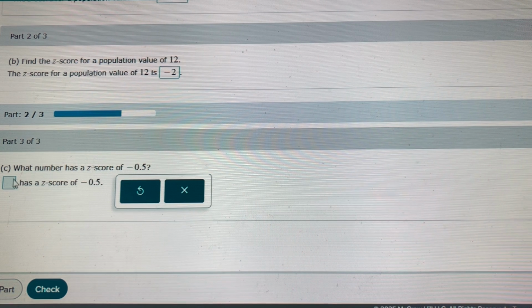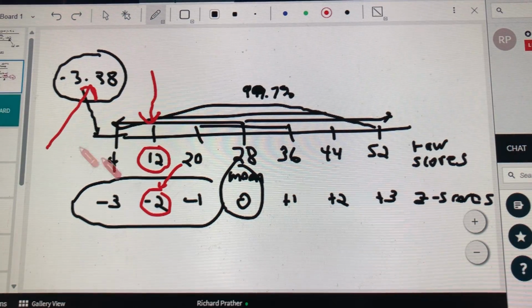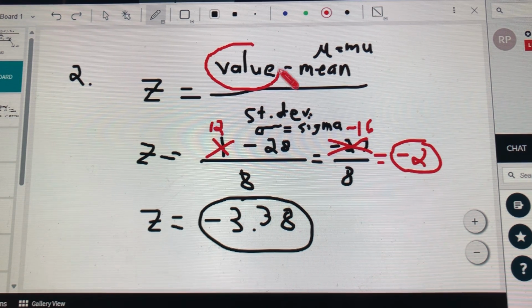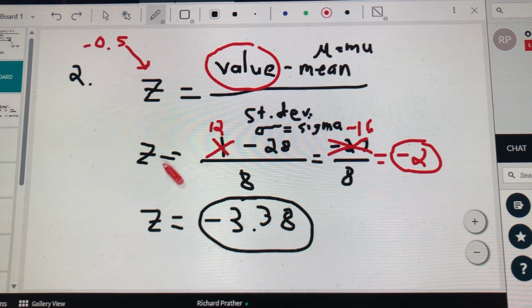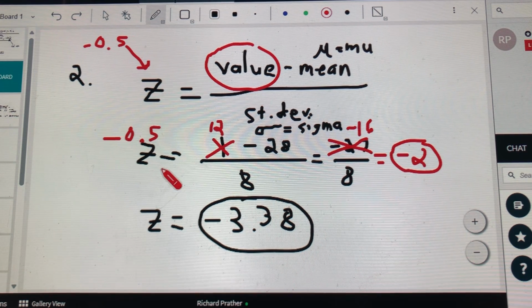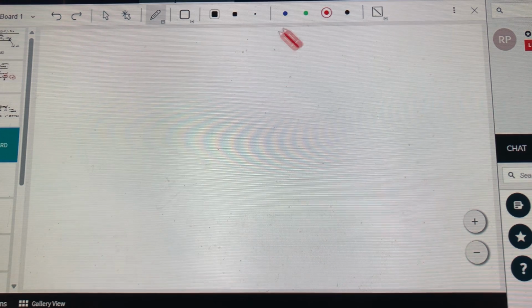Okay, so part 3 says, what number has a z-score of -0.5? So you're still working this formula, but the point is now we want to find the value if we know the answer is -0.5, which is still below average, but it's better than those other two. So you're basically working the same formula. It's just the unknown is in a different slot. Usually the unknown's in the answer slot, but now we know the answer and we have to figure out where this 1 or this 12 was.